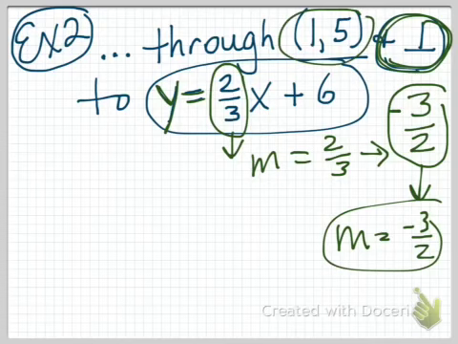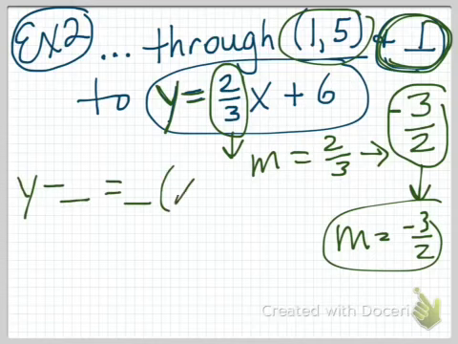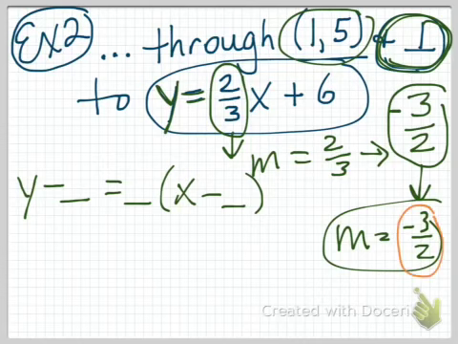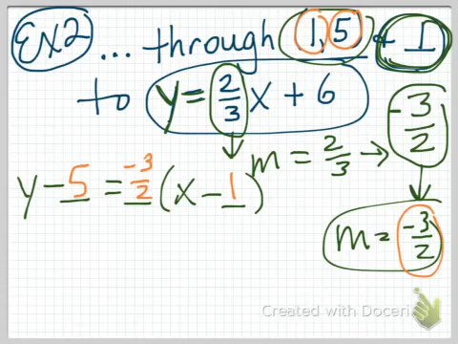We've got a point, we've got a slope, so we write point slope form. y minus blank equals blank times x minus blank. And we fill in the blanks with what we know. Slope goes in front of x, and the x-coordinate from our point goes with the x. The y-coordinate from our point goes with the y, and we clean it up.